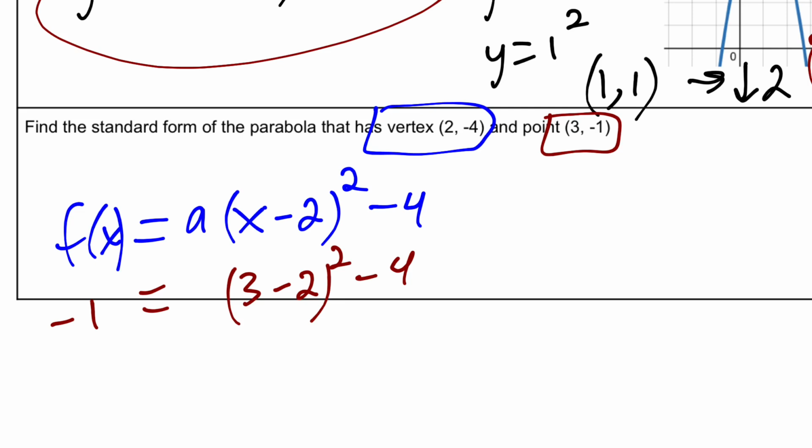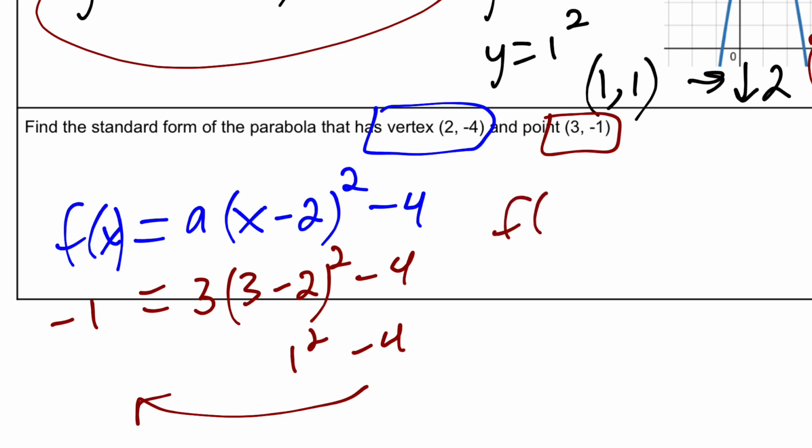And this is the other way to find if you have an a value. Rather than just looking at the graph and counting over what it should be, you can figure out, does this actually give you negative 1? If not, you need an a value. So here you can see this is 1 squared minus 4, which doesn't work. So let's go ahead and put a 3 there. And if we do that, then it's 3 times 1 minus 4, and now it works. So our function is 3 times x minus 2 squared minus 4.